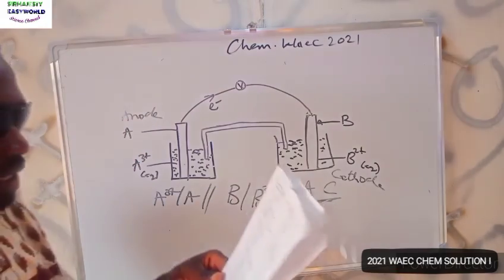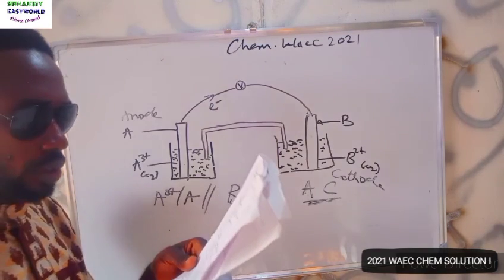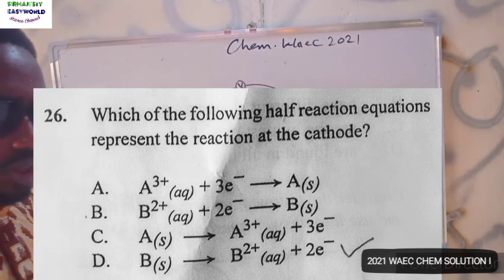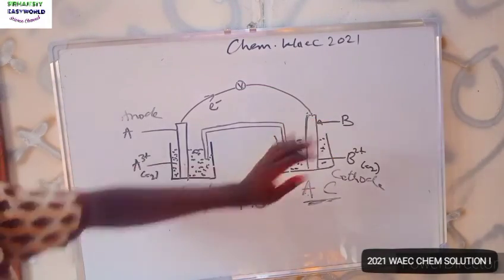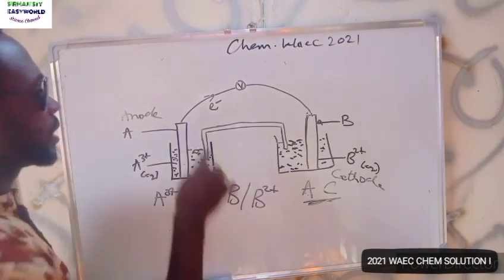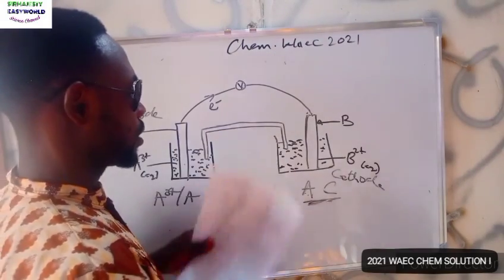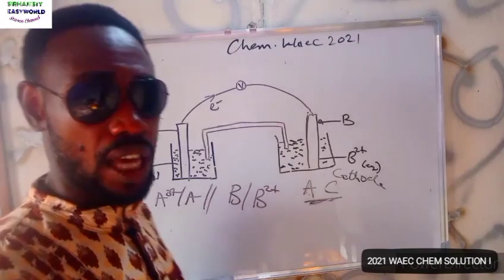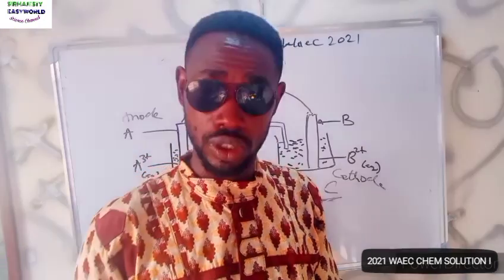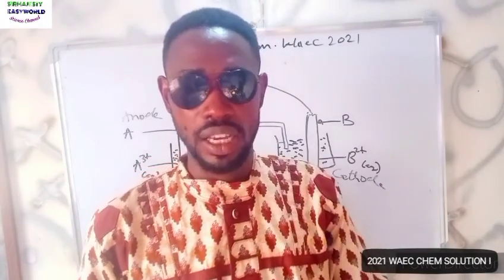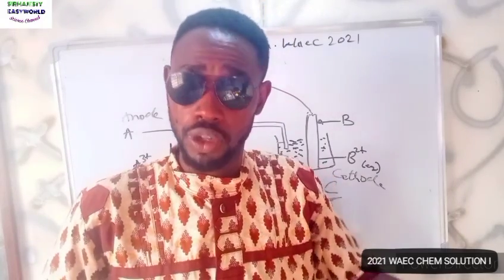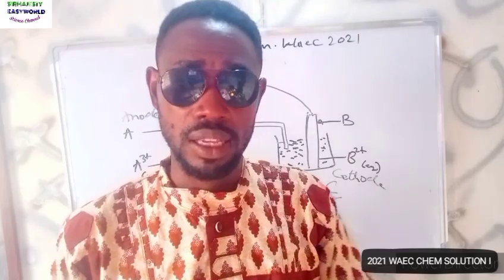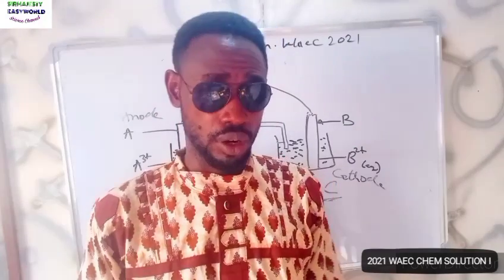So question 26 asks which of the following half reaction equations represents the reaction at the cathode. When the electrons come here, the type of reaction happening at the cathode is reduction, while the type of reaction happening at the anode is oxidation, irrespective of whether it's an electrolytic cell or an electrochemical cell. The anode is the electrode where oxidation takes place, whereas the cathode is the electrode where reduction takes place.